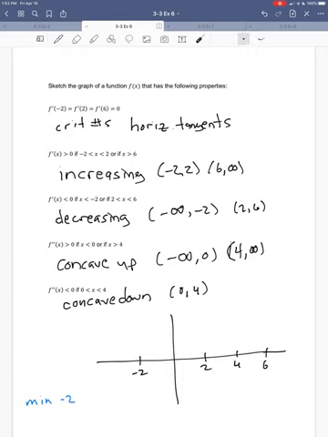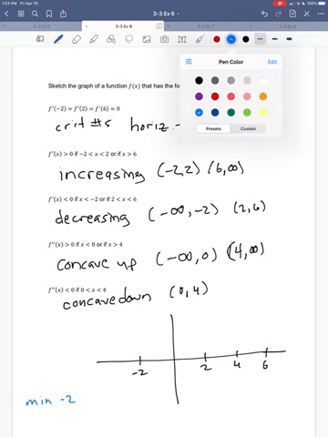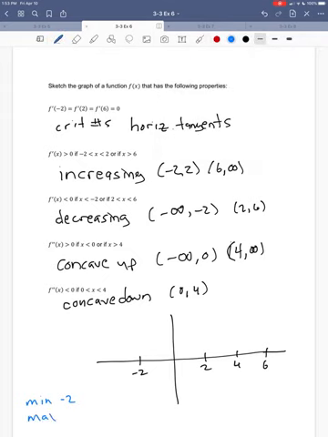So -infinity to -2, it's decreasing. -2 to 2, it's increasing. 2 to 6, then it's decreasing. So it changes from increasing to decreasing at x equals 2. That's going to be a local max. And then here, it's decreasing from 2 to 6, so going down from 2 to 6. But then increasing from 6 to infinity. If it changes from decreasing to increasing, that's a local minimum. So we're going to have a local minimum at 6.